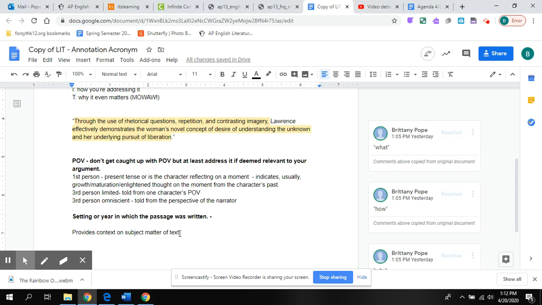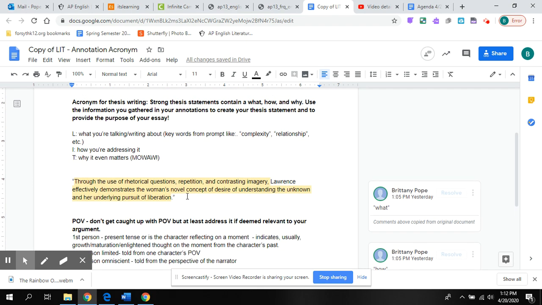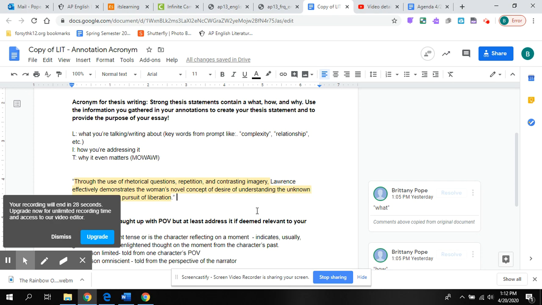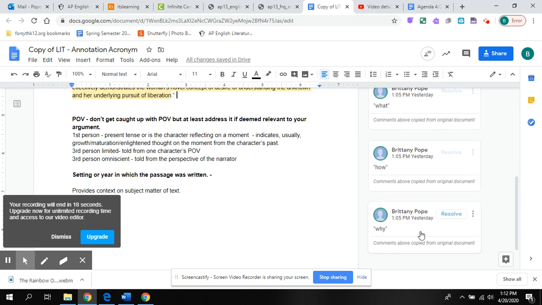And then also don't forget that the setting or year in which the passage was written is super important. And if you look at the rainbow, that plays a factor into the society the woman is living in, right? So this is a thesis from one of the sample essays that they came up with through the use of rhetorical questions, repetition, and contrasting imagery, which we can all agree are all in there. Okay, so we have a what. Lawrence effectively demonstrates the woman's novel concept of desire of understanding the unknown, so our how, and then her underlying pursuit of liberation, her why.